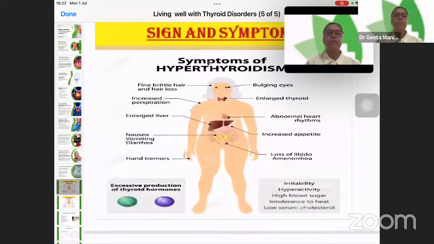Abnormal heart rhythms. Usually there's tachycardia. The heart rate is increased. The appetite is increased. But in spite of the increased appetite, you'll find loss of weight in hyperthyroidism. The appetite will be more, but they won't gain weight. And there's loss of libido, amenorrhea, irritability, hyperactivity, high blood sugar levels, intolerance to heat, low serum cholesterol, whereas it's opposite in hypothyroidism. There is intolerance to cold.